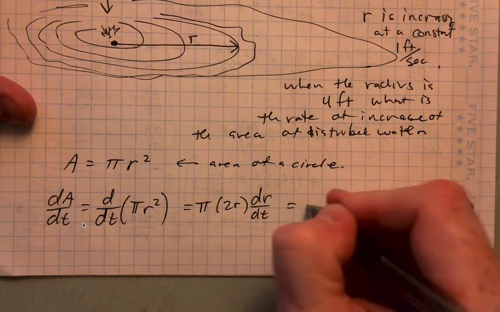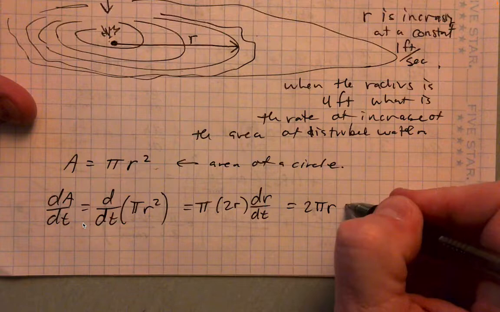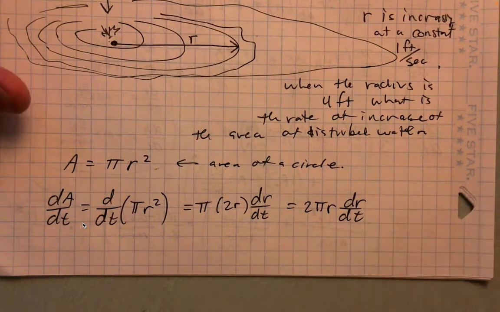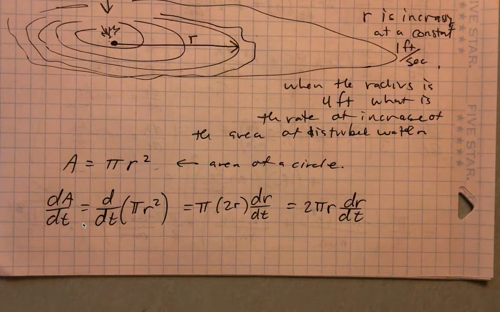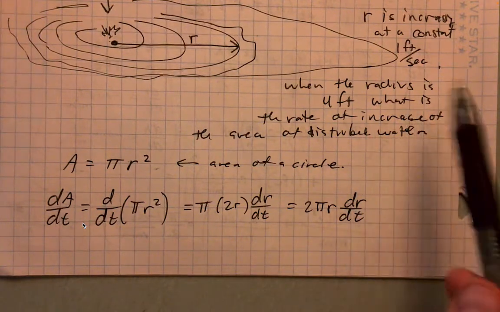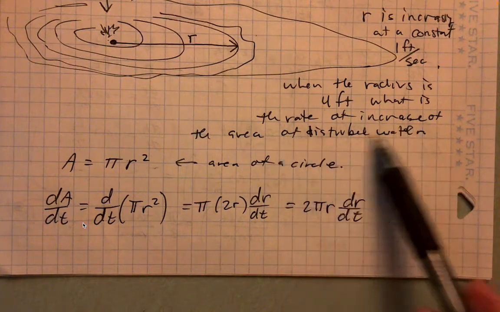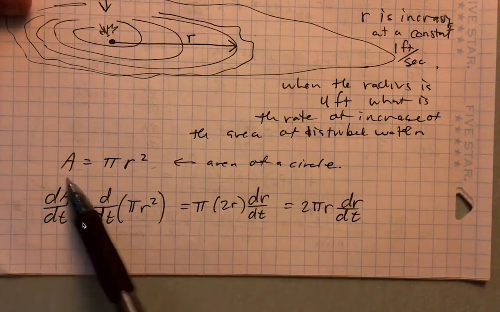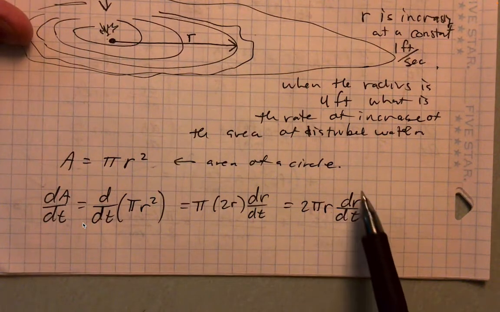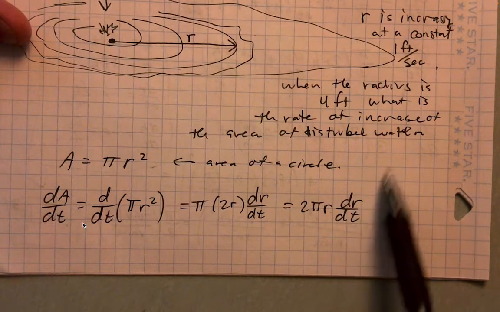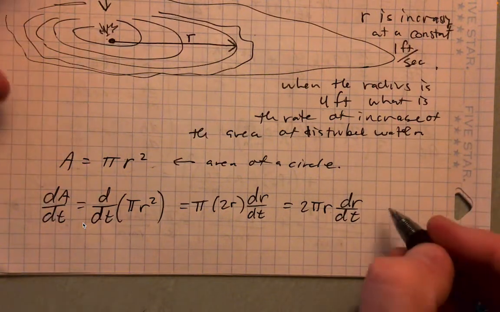Okay, so we might be able to clean that up and write it 2 pi r dr/dt. All right, that's the differential equation: dA/dt is equal to 2 pi r dr/dt. And the question here is, when the radius is 4 feet, namely when r is 4 feet, what is the rate of increase of the area? So what is dA/dt when r is 4 feet? Well, we know also that the rate of change of the radius is a constant 1 foot per second. So we can just plug all this in, can't we?